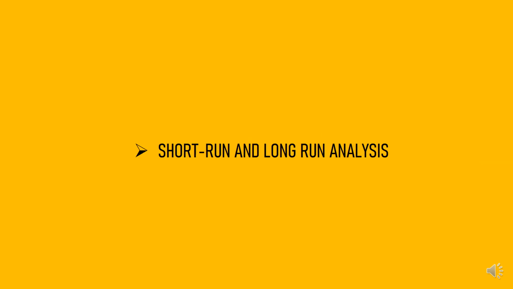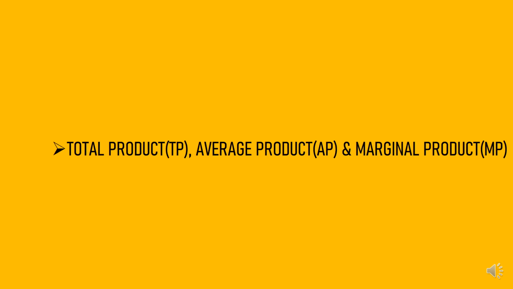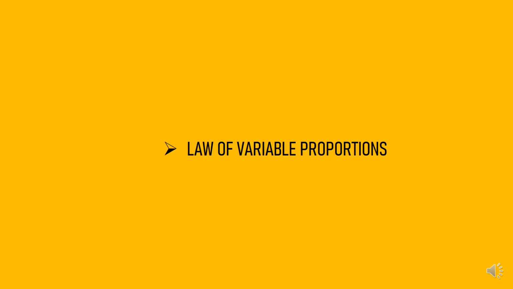Now let's move on to today's contents. Today we are going to discuss the short run and long run analysis of production, the total product, average product and marginal product. We call them TP, AP and MP. We discuss the law of variable proportions, the shapes of TP, AP and MP curves, and lastly the law of returns to scale.